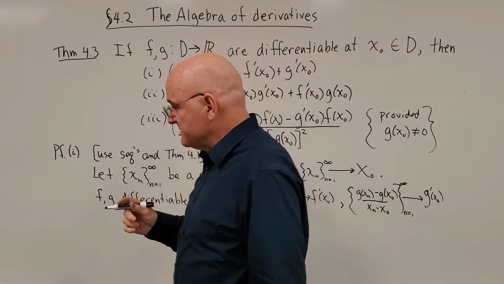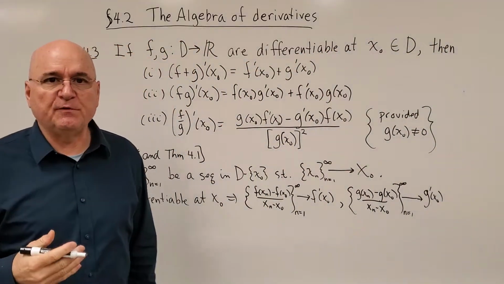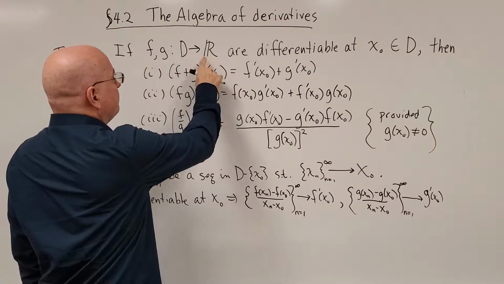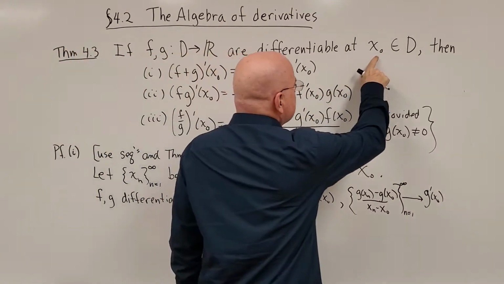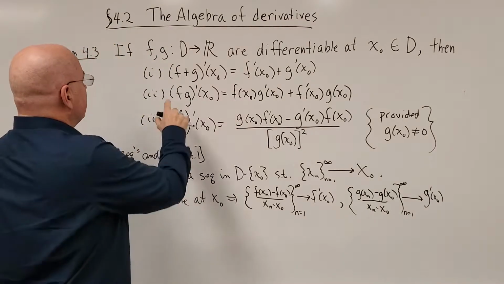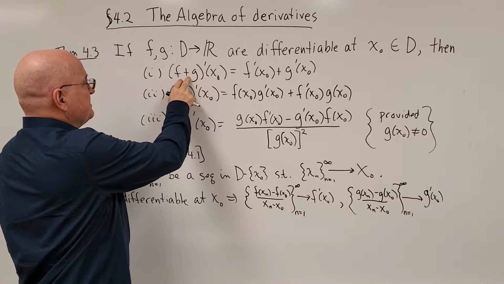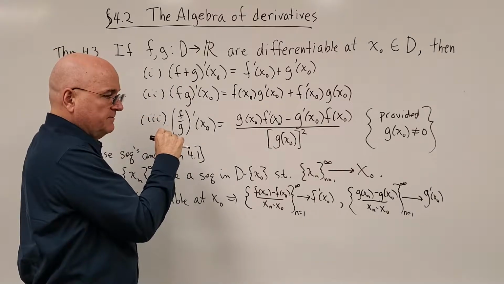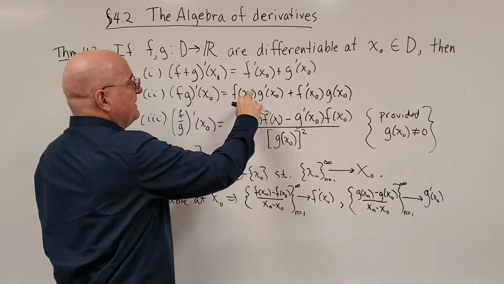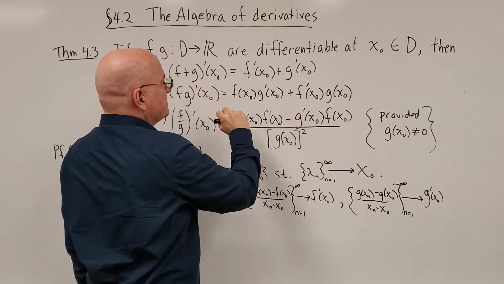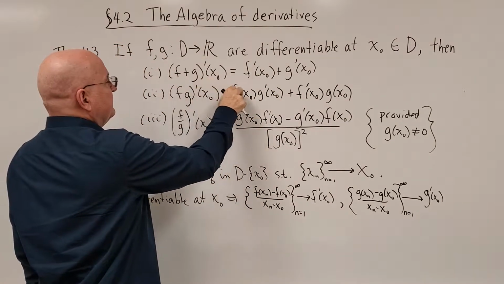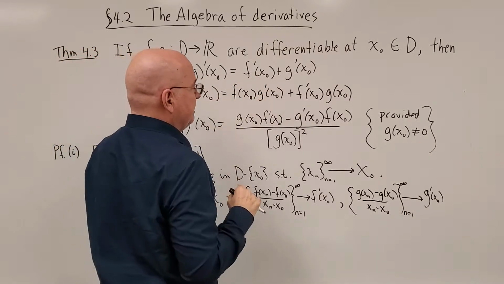And our first theorem says that if we start with two differentiable functions, f and g from the domain capital D into R, and they're both differentiable at one particular point in the domain, being x naught, then we know the following. The new function, which is the sum of the two functions, f of x plus g of x, has a derivative at x naught, and that derivative is what we get by just taking the individual derivatives and adding them together. So (f plus g) prime of x naught is f prime of x naught plus g prime of x naught.